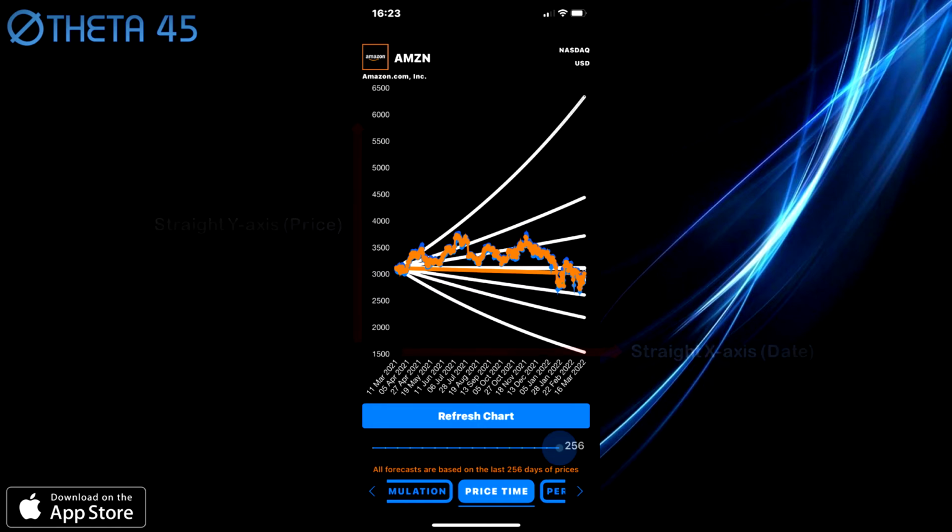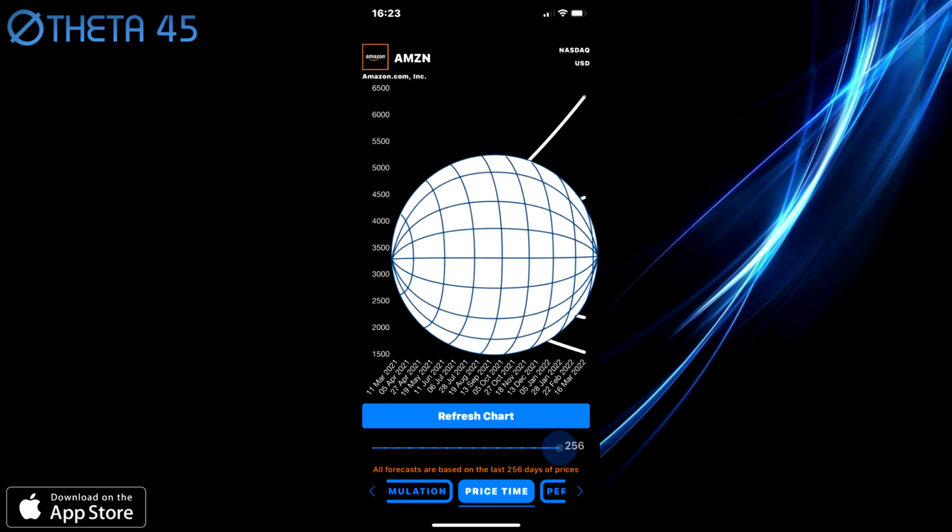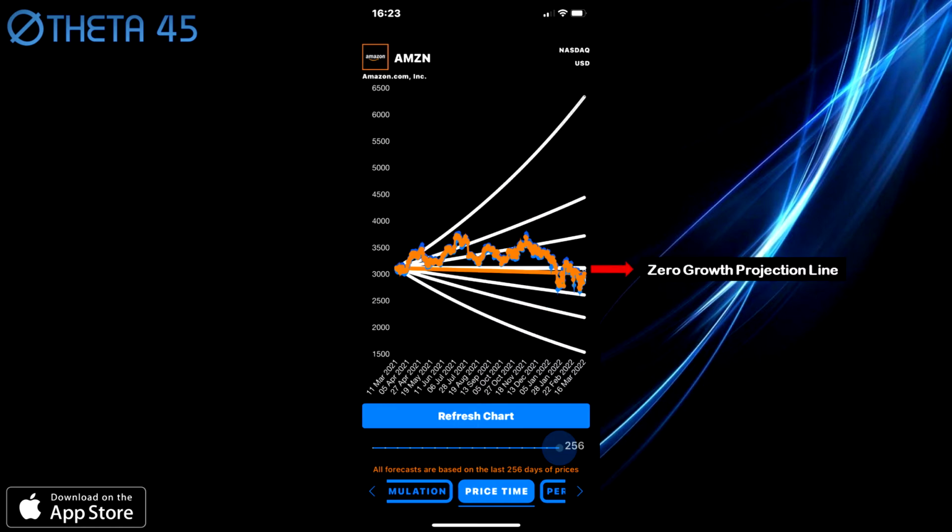But, just as you have a linear price and date axis, you can also curve the surface of the chart and produce a set of curved axes, similar to the longitudinal lines on a map that emanate from the North Pole. The middle straight line is the zero growth projection line, which shows that there has been no growth in the stock price across the forecast period.